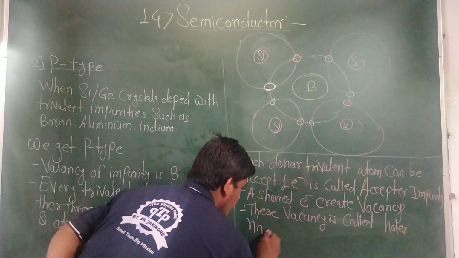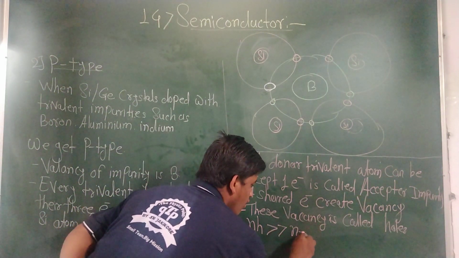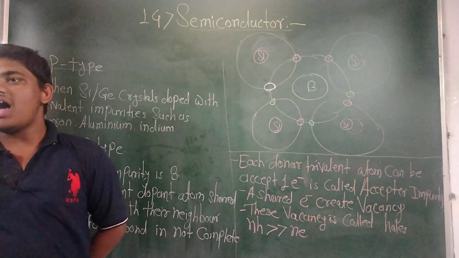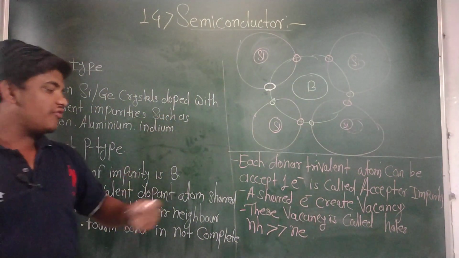The number of holes is more than the number of electrons. The holes are the major carriers, electrons are the minor carriers.